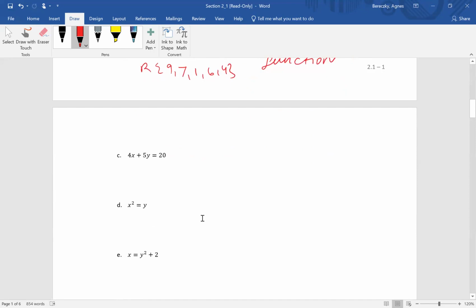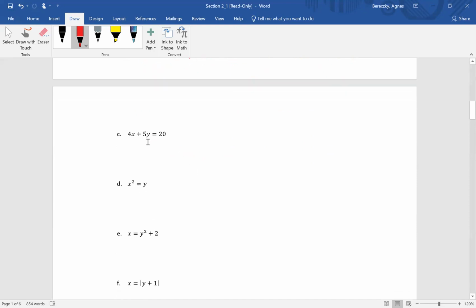Next example is represented by a linear equation. We can express y in terms of x. If you rearrange this equation, we will get y equals negative 4 over 5 x plus 4, where our domain is any real number, so negative infinity to positive infinity. And the range also has no restriction, negative infinity to positive infinity. We should write parentheses. This relation is a function.